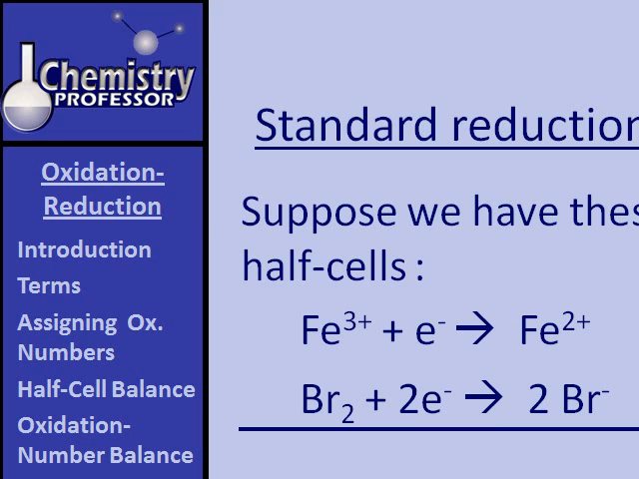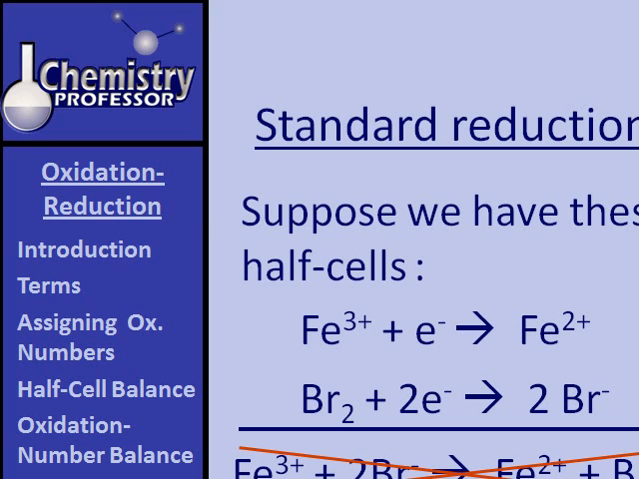Well, let's look. Is this the way it will go spontaneously? Well, if we take the ferric ion plus electrons giving us the ferrous ion, and the bromide ion giving us bromine and 2 electrons, then our net voltage is negative. Do you see that? We had to change the sign on the bromine half cell because we wrote it in the other direction. So this isn't going to work.